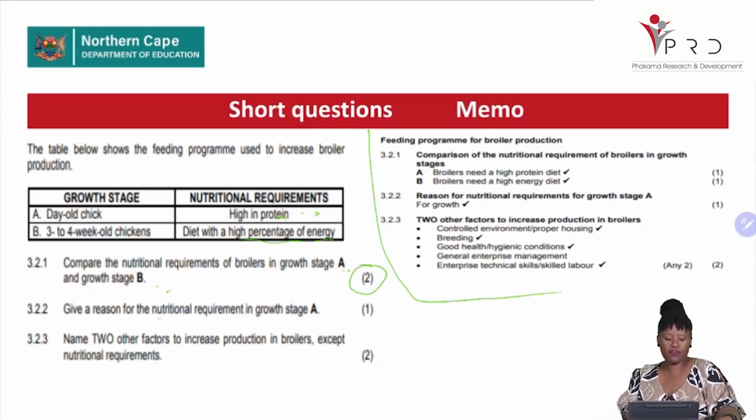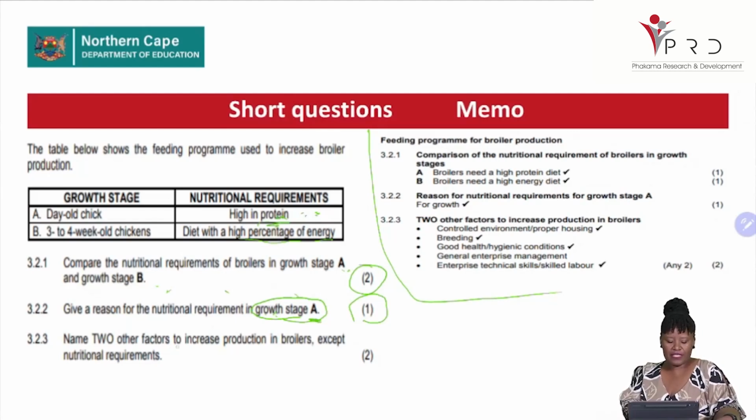Give a reason for the nutritional requirement in growth stage A. Growth stage A, why do they need the protein? The answer is within the question, within the scenario. They need protein because you know the functions of proteins. Proteins are responsible for growth. Then you get your 1 free mark again. You haven't spent your time thinking on that because it's just in front of you.